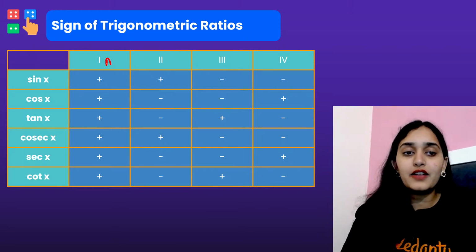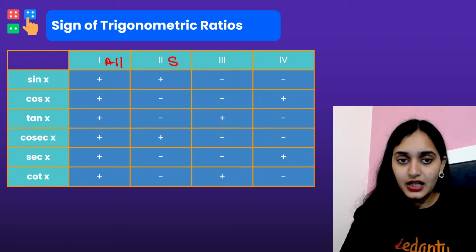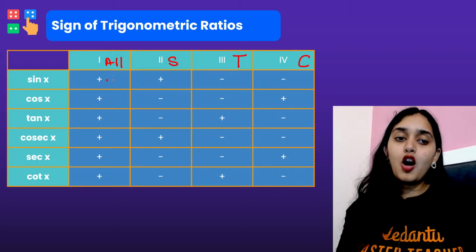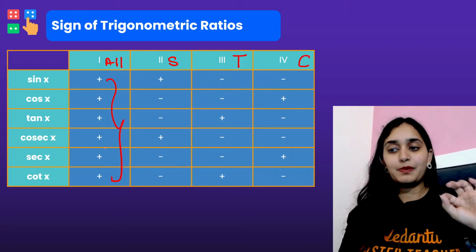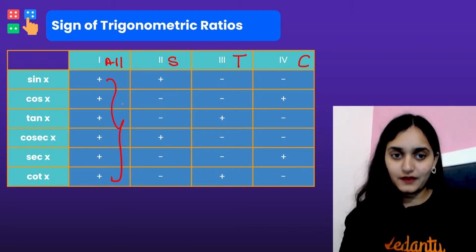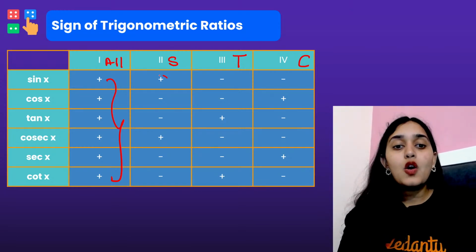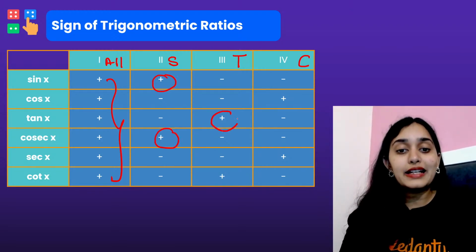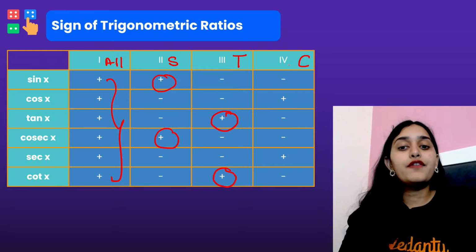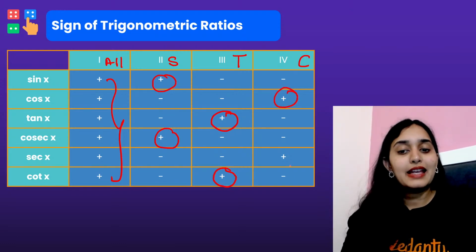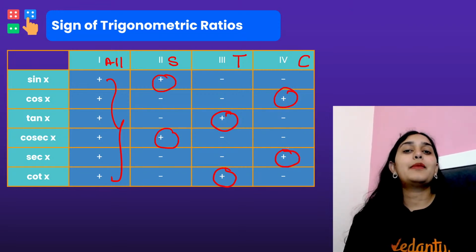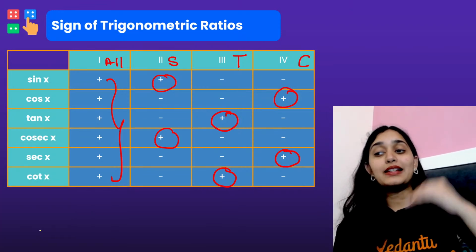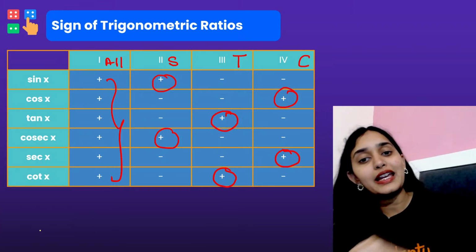So in the first quadrant, we have all silver tea cups. So all are positive. You see, plus, plus, plus, plus, plus, plus. All the functions have positive sign. In the second quadrant, only sine and cosec. In the third quadrant, only tan and cot. In the fourth quadrant, only cos and sec are positive. The remaining are negative in that particular quadrant. So I am telling you basically the sign of the function according to the input value.